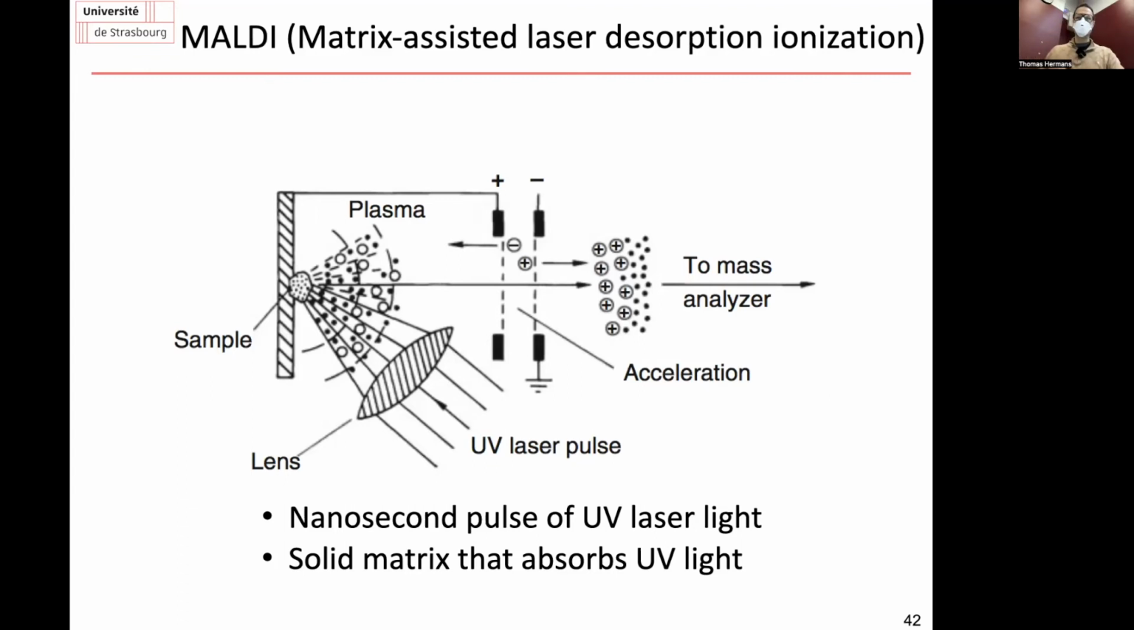Okay, let's go to MALDI. This is a very popular method. It's the same: a soft laser desorption ionization with a matrix. So it's called matrix-assisted laser desorption ionization, MALDI. And same idea. I have my sample, I have my UV laser, I get ionization, acceleration, time of flight analysis, and then I get my mass spectrum.